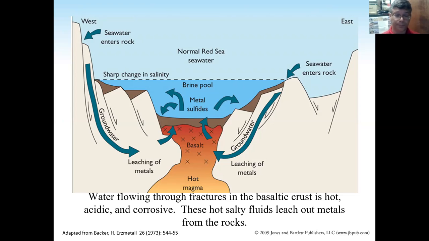For example, over towards Kings Mountain, you had mining of both gold and barite, and both of these were deposited by hot fluids from this sort of system.